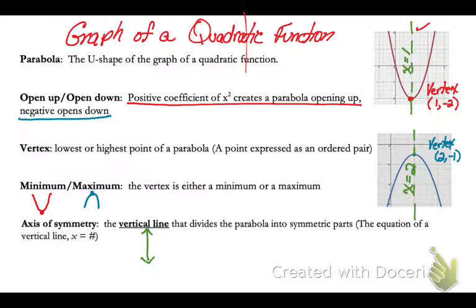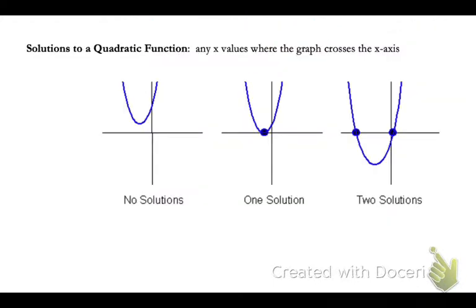Now, to find the solution of a quadratic function by looking at a graph, you look at how the parabola touches the x-axis, because the solution to a quadratic is the x values where the graph crosses the x-axis. So I'm looking at my first graph there, and notice that the parabola doesn't touch the x-axis at all, so that has no solutions. On the second graph, the parabola touches right at the vertex on the x-axis, so that has one solution.